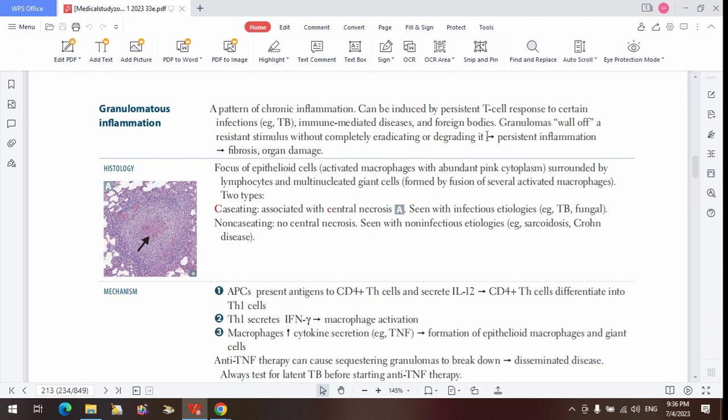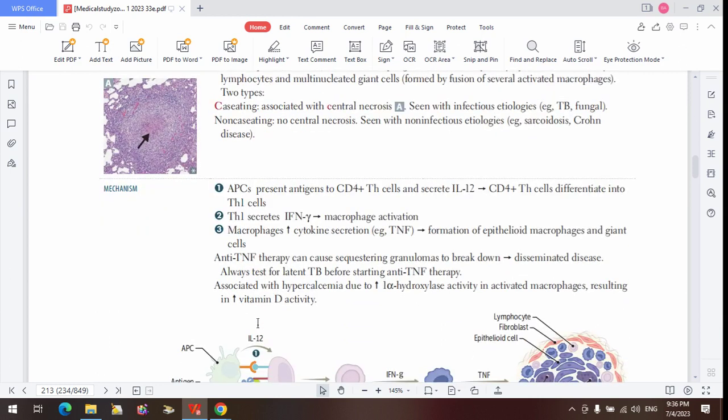Then foreign bodies too, like beryllium, berylliosis, silicosis. All those things are very difficult to degrade, so they tend to allow for formation of granulomas. So what is the mechanism of granuloma formation?